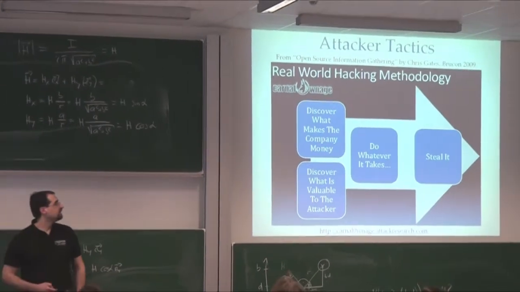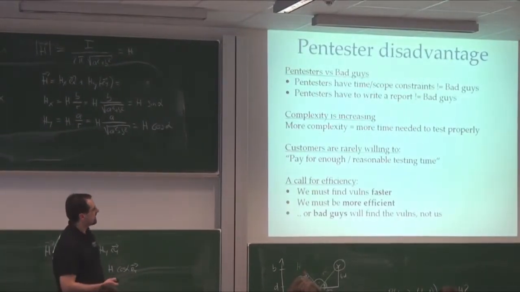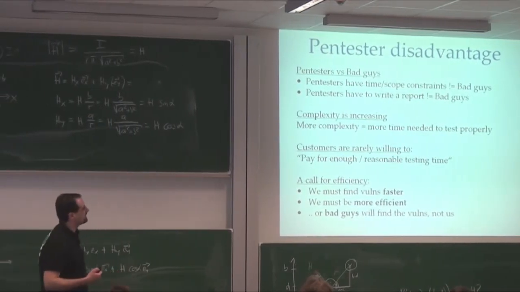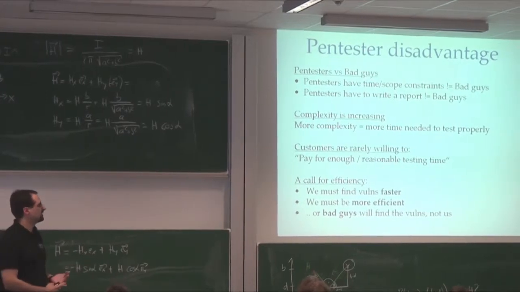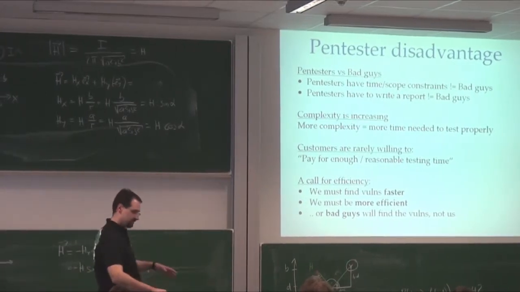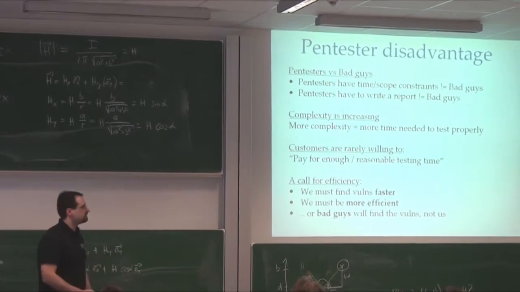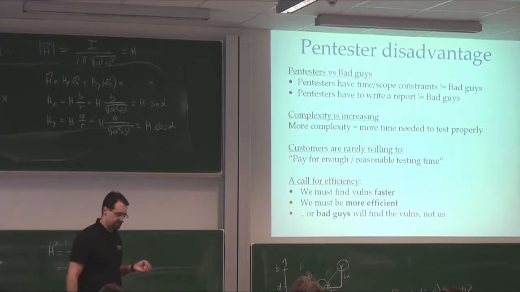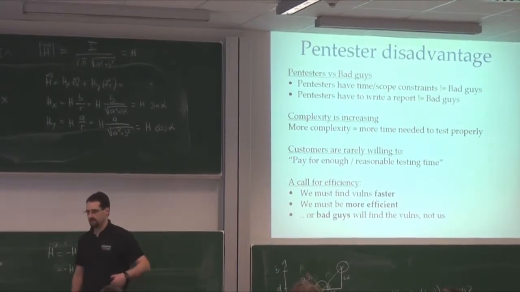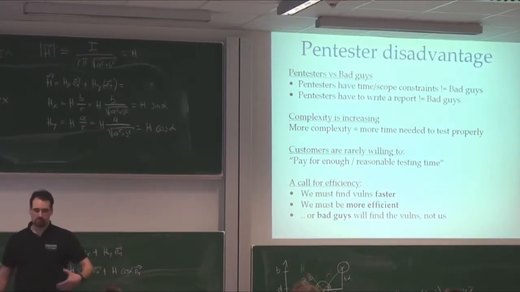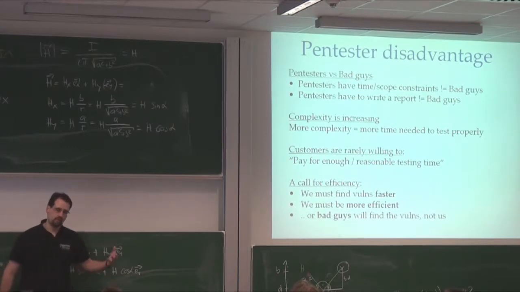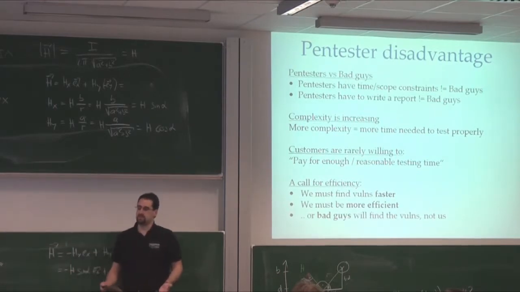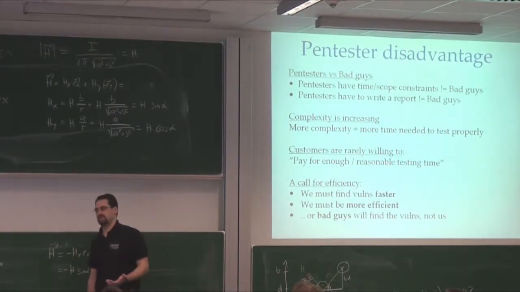And why is that? That is because pen testers have to operate with all these restrictions. A real pen tester has time and scope constraints, right? You can test it, but you cannot test that, you know, all these things. You have this much time to test, and you cannot go over that. Then on top of this, the systems we are testing are increasing in complexity, right? Every time we test something, it's more complex than a few years back. And the more complex a system is, the more time we need to test it. But on top of this, customers are really unwilling to pay for enough or reasonable testing time.